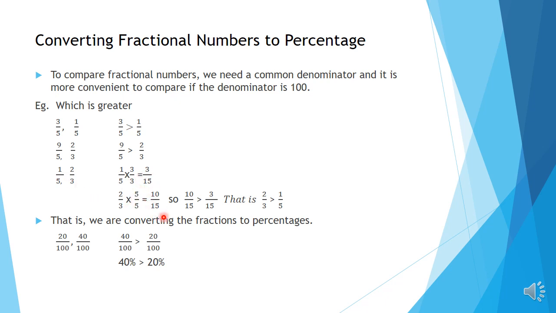Now compare these two fractions. Here 15, 15, the same denominator we made. Now numerator, see 3, 10. So what is greater? 10 is greater. So 10 by 15 is greater than 3 by 15. Children, 10 by 15 corresponds to which fraction? 10 by 15 corresponds to 2 by 3. So 2 by 3 is greater than 1 by 5.